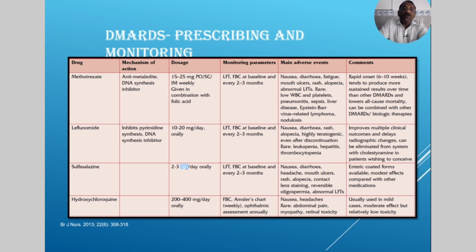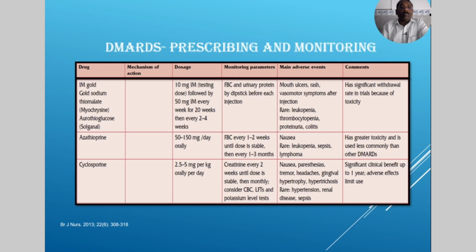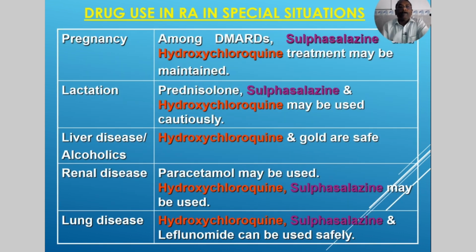That is the reason we don't prescribe leflunomide in recently married women and girls. In them, you can use sulfasalazine, hydroxychloroquine, or steroids until they conceive and until they deliver. After that, you can use all these drugs. Yes, in pregnancy, among the DMARDs, sulfasalazine and hydroxychloroquine treatment may be maintained.